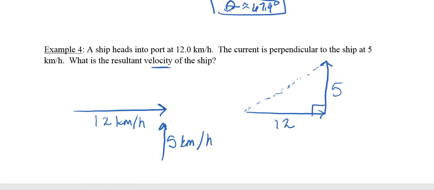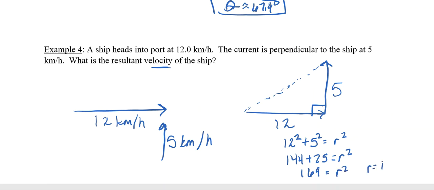I can see that I've created a right triangle, so to find that I would do the Pythagorean theorem. 12 squared plus 5 squared equals my resultant squared. 144 plus 25 is 169, which gives me 13. So my resultant velocity is 13 kilometers per hour. So the current is actually helping me. It's speeding me up just a tad bit.